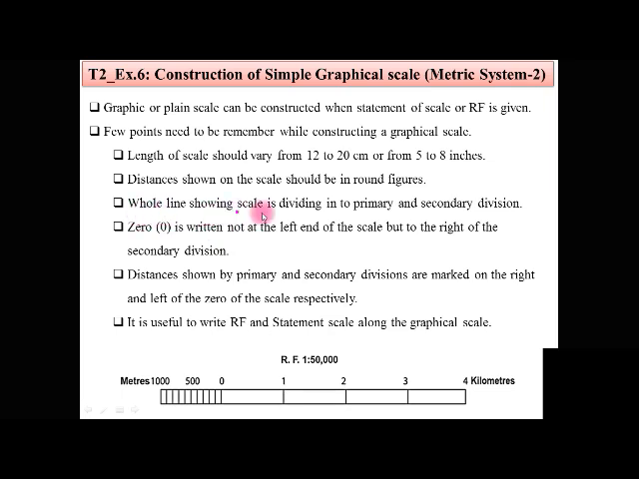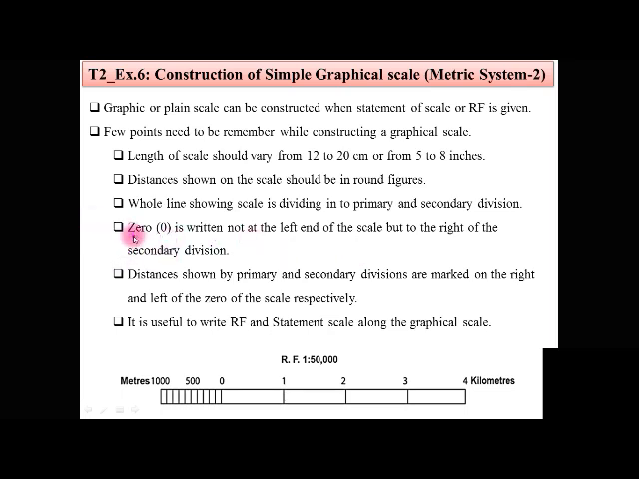Then the whole line that shows the scale is divided into the primary and secondary division. That means once you draw the line of graphical scale, for any length, we have to divide it into equal divisions. So initial equal divisions we'll call the primary scale or the primary divisions, and when one primary division is divided into the minor divisions, these divisions we will call the secondary divisions. So these divisions will help us to measure the minor distances too. So that is another point.